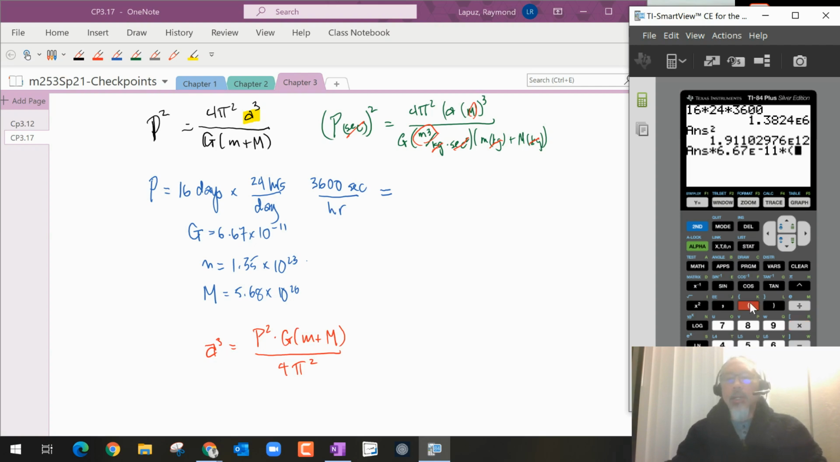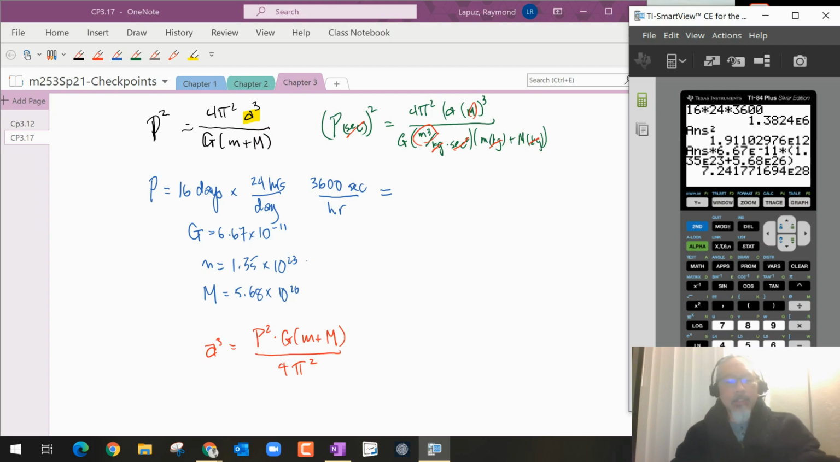And then we're going to multiply this by little m, and little m was 1.35, and then again times 10 to the 23rd. And then inside of the parentheses, we're adding the mass of Saturn, which is 5.68, and that is going to 10 to the 26th power. And we'll close the parentheses and get our value. So this is the numerator.